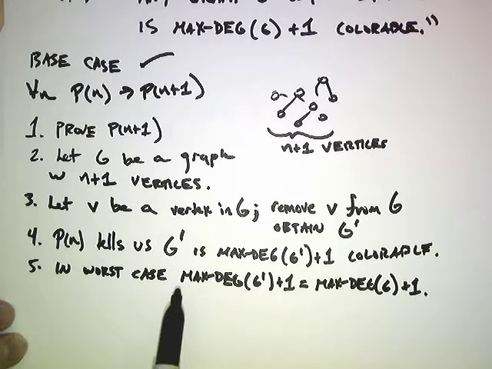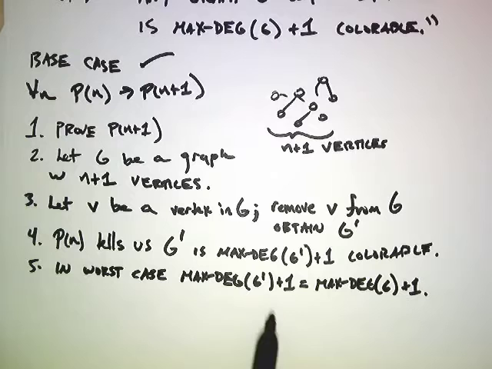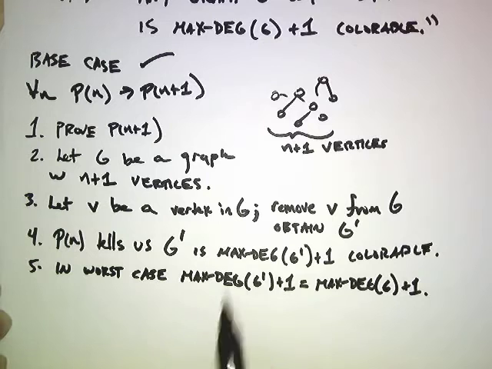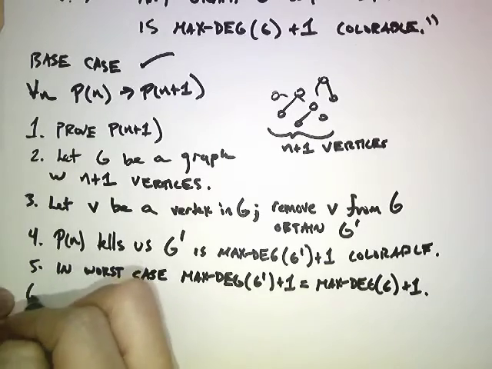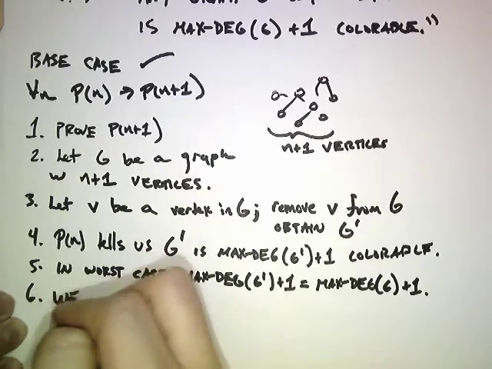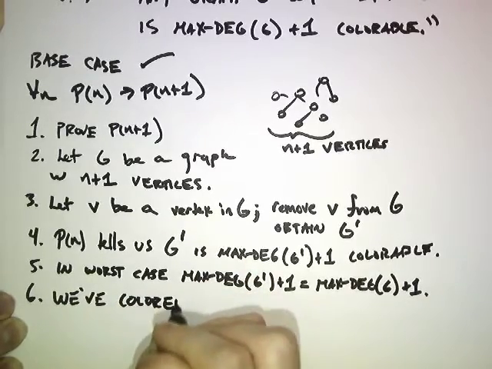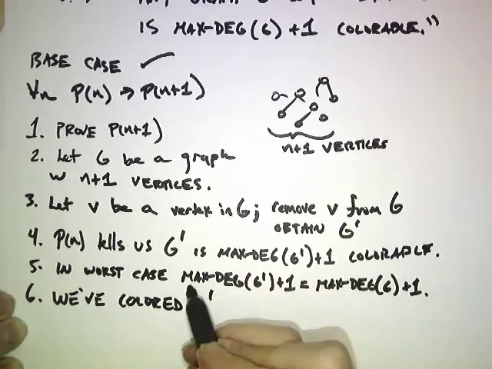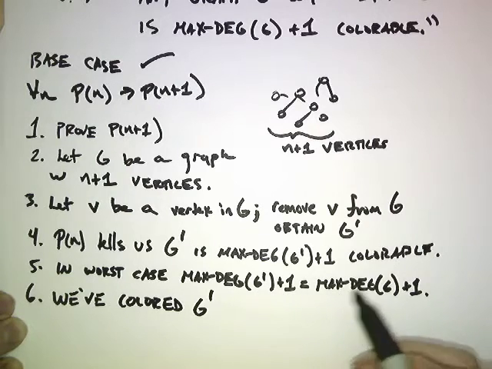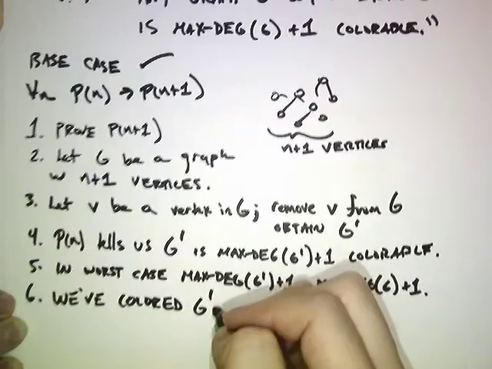But in the worst case, the number of colors that you need for G prime is equal to the maximum degree of G plus 1. Okay, maybe you ripped out a vertex, but you still need just as many colors to color G prime. Fine. So we've colored G prime using max degree G plus 1 colors. We've colored G prime.